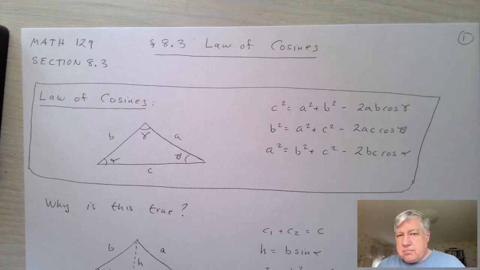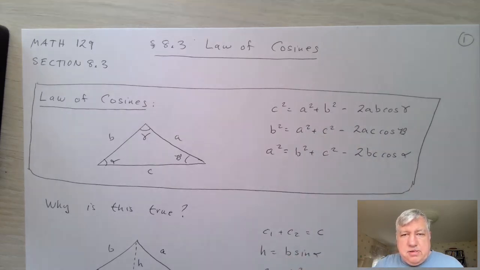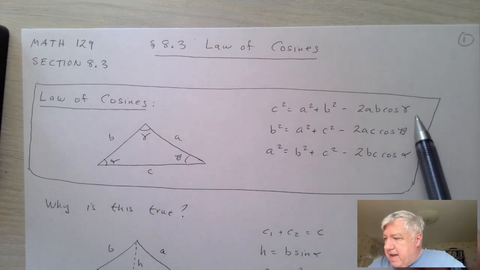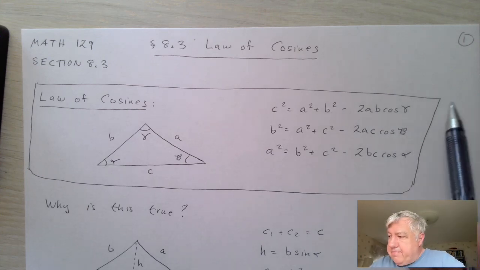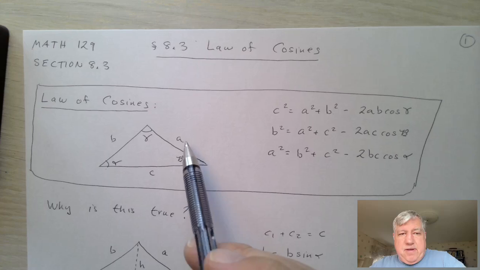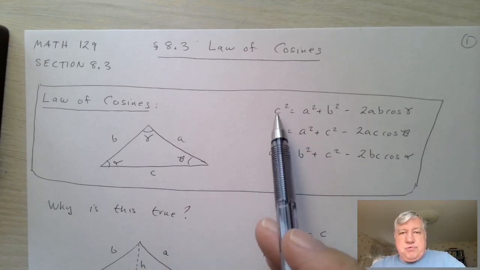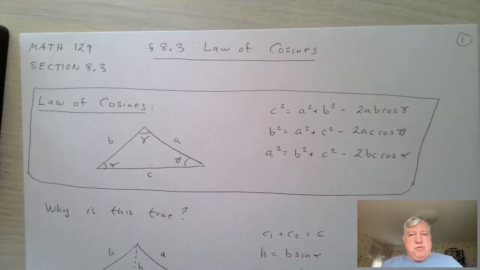So when you look at this, it almost looks like a generalization of the Pythagorean theorem, and it is, because if the angle is 90 degrees, then the cosine of 90 degrees is 0, and this term just goes away. So if this was a right triangle, then we just have c squared is equal to a squared plus b squared, and that's the Pythagorean theorem. But now we have something that you can use for other angles as well.